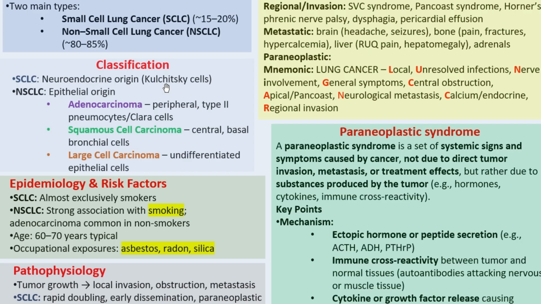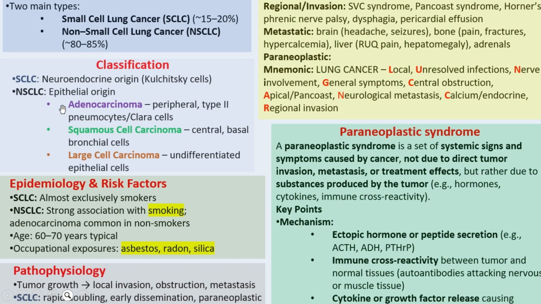Then we have the non-small cell lung cancer, which is epithelial in origin. And because it's epithelial in origin, it's going to affect the epithelium. And we have different kinds of epithelium within the cells. We have the glandular epithelium, then we have the squamous epithelium. So when you look at the glandular epithelium found in the glands, if there is a change there, we're going to have what we call adenocarcinoma.